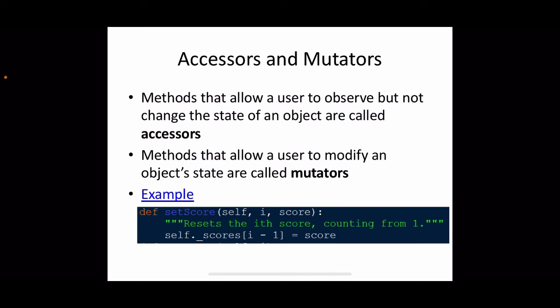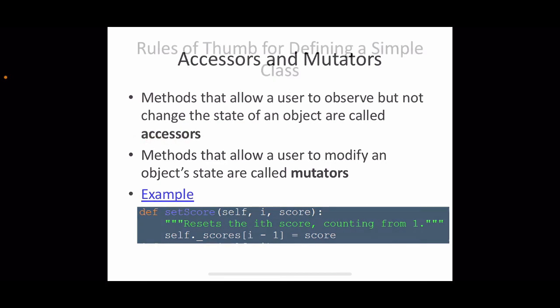And the second one is mutators, methods that allow a user to modify an object's state. We can see the current value, or we can modify it also. Such methods are called mutators. Just for example, in our case, set score, we are setting or changing the current score of that student, right? Yeah, that is actually a mutator. But get score, whatever get score means, we are getting or accessing the score, we are seeing the score of a particular student. That is actually an example of an accessor method.